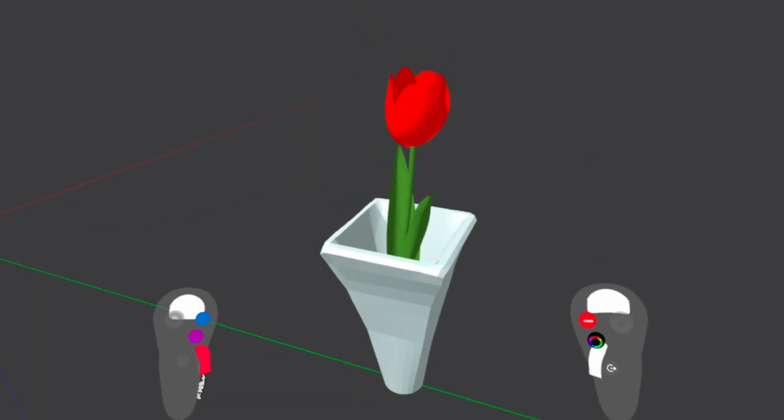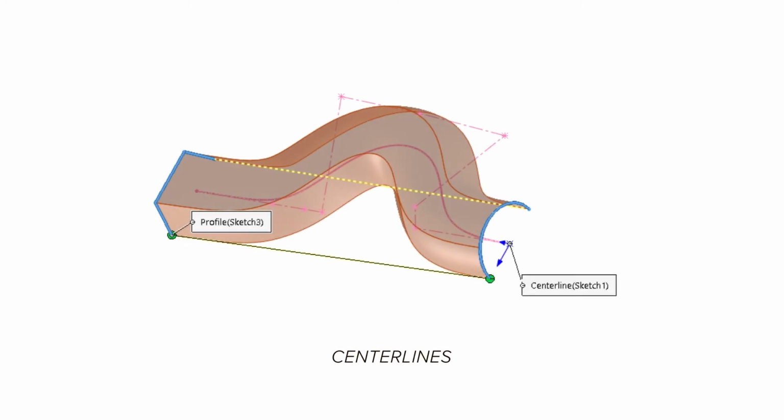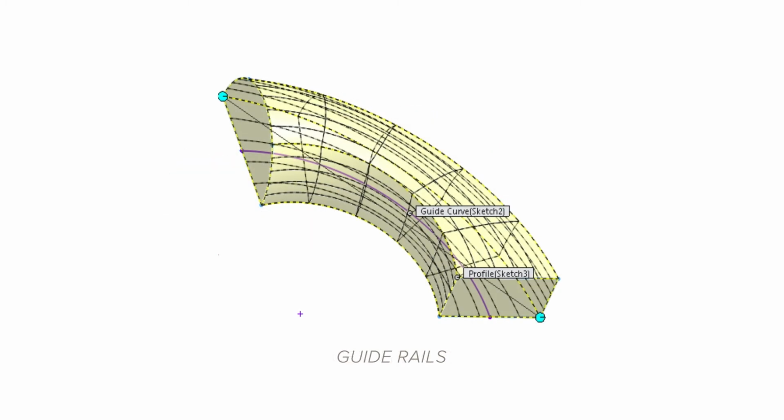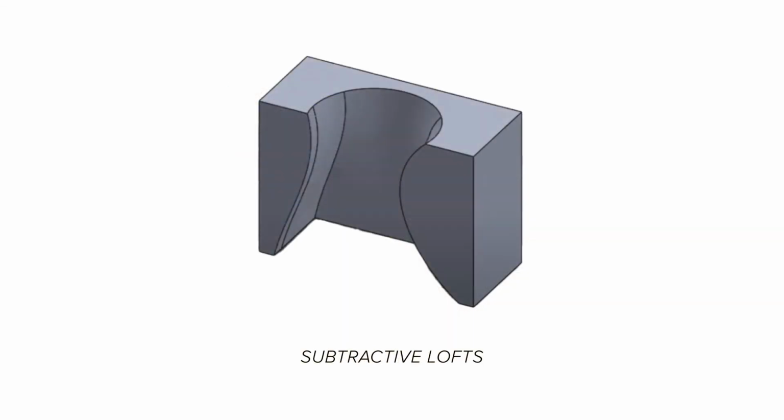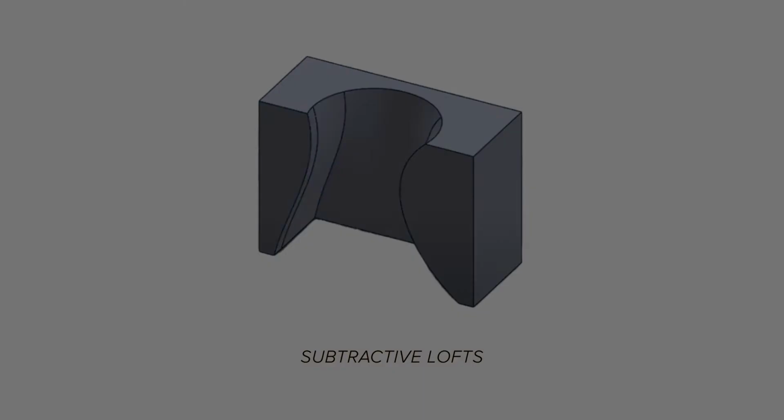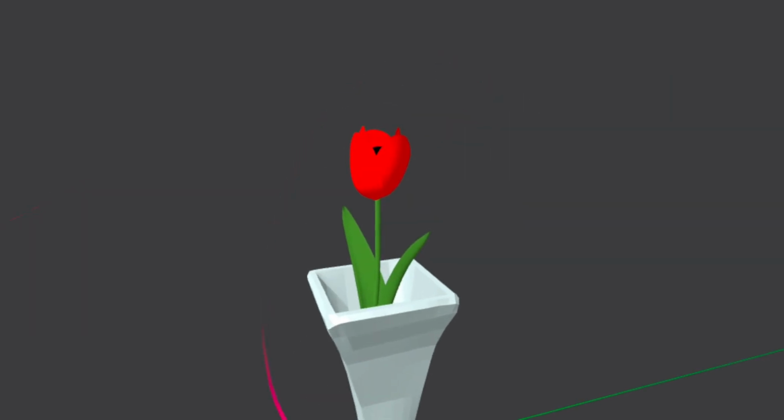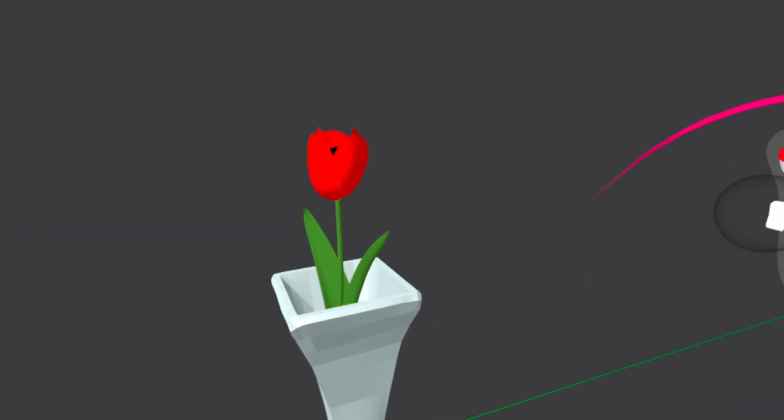But this is just the beginning of loft capabilities. Lofts can be created using center lines. They can be created using specific guide rails. They can be used to remove material from solids, and so much more. If you're interested in going more in depth, there will be links to different resources on the page below.